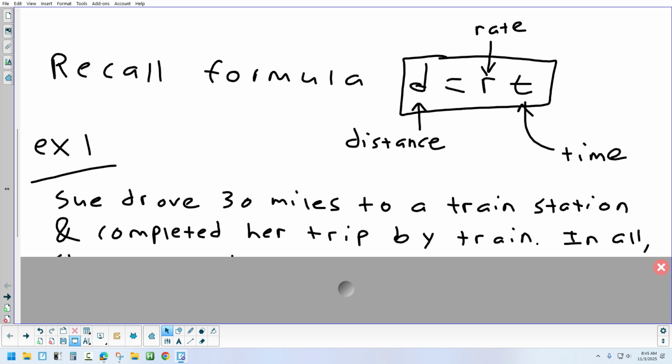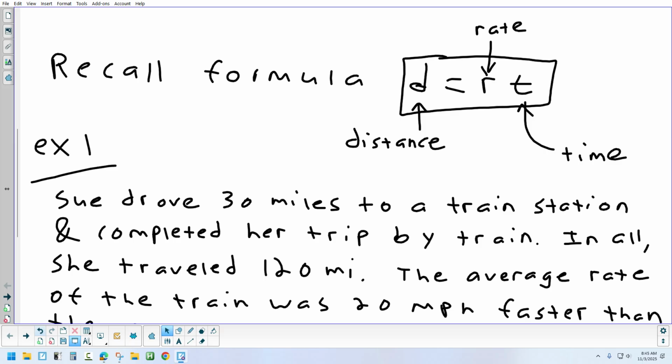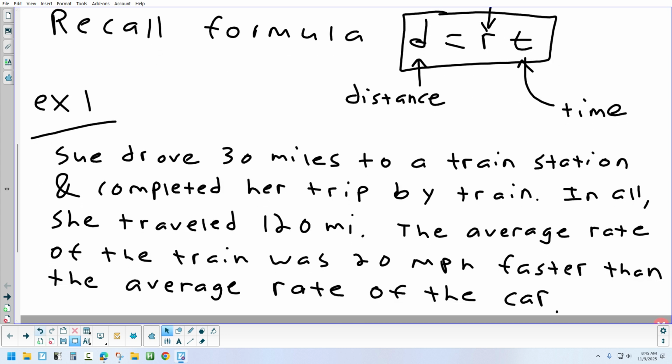So it says that Sue drove 30 miles, that's in her car, to the train station, and then got on the train. In all, she traveled 120 miles. That was the total length of the trip, including the amount she drove and the amount she traveled by train. We don't know the speed of either vehicle, but what we do know is the average rate of the train is 20 miles per hour faster than the car. That's all we know. So that's the word problem.